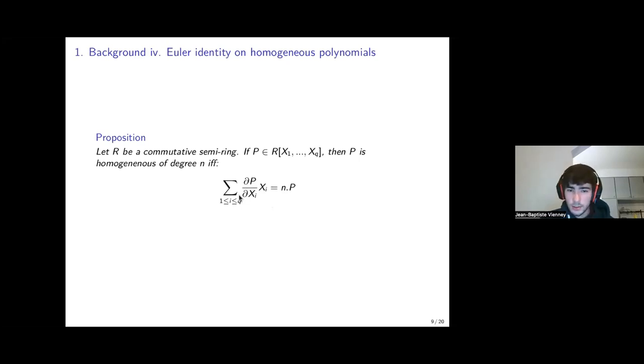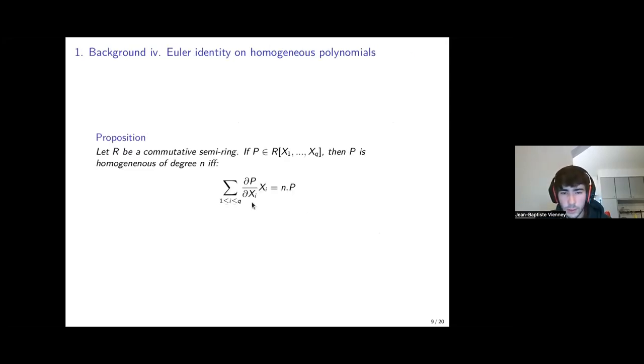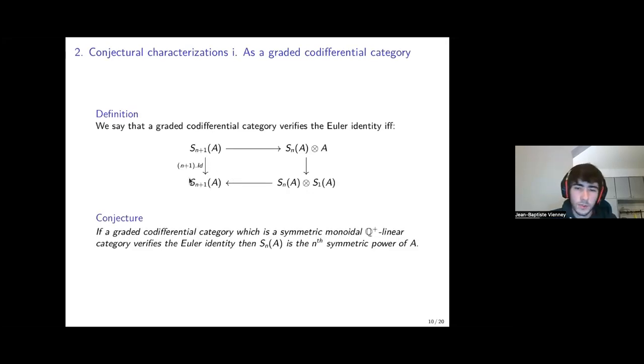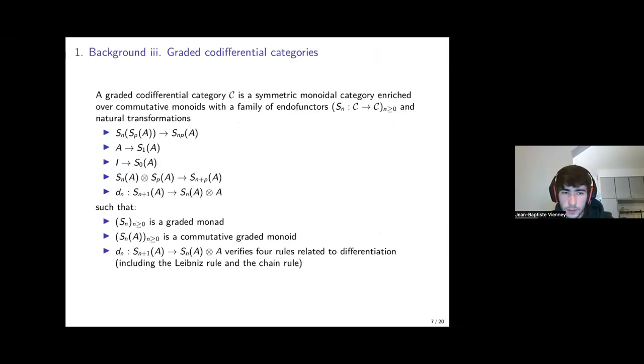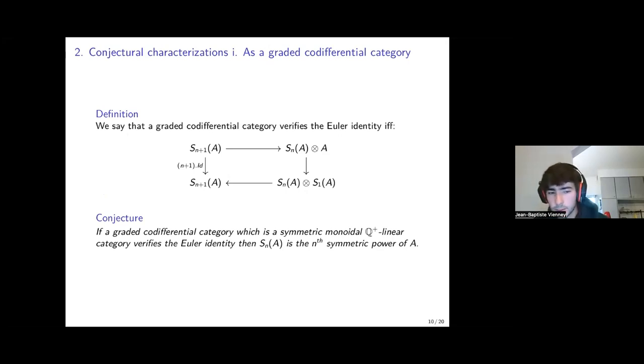So we can express the Euler identity in a graded co-differential category like this. We differentiate, which gives this sum with the tensors. After that, we just use the unit of the monad; in the case of the symmetric power, you do nothing. And after that, you multiply, which gives this sum, and you want it to be equal to the degree of the homogeneous polynomials times the identity. So a conjecture: if we have a graded co-differential category, with this natural transformation and all the axioms in the definition, and if we add this Euler identity axiom, we must necessarily obtain for Sn of A the n-symmetric power of A.